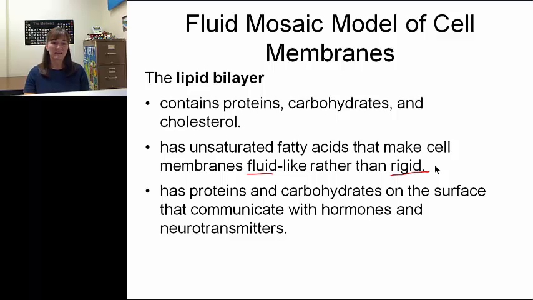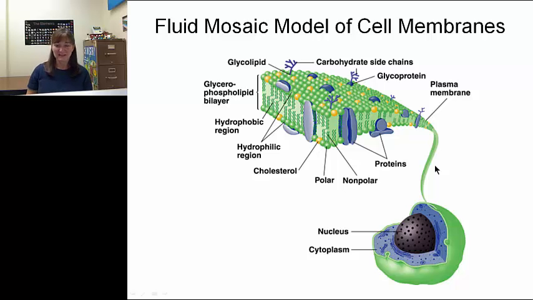The lipid bilayer contains protein and carbohydrates on the surface that communicate with hormones and neurotransmitters. Here is a picture. There's a lot on here that I'm not going to expect you to know. I'm going to go over it real quick, and then I'll simplify what I expect you to know. So here's our cell. If we focus down here in the bottom right hand corner, this is the nucleus of the cell. This is the cytoplasm, which is the polar liquid intracellular fluid. And then we have our cell membrane, which separates the intracellular fluid from the extracellular fluid.